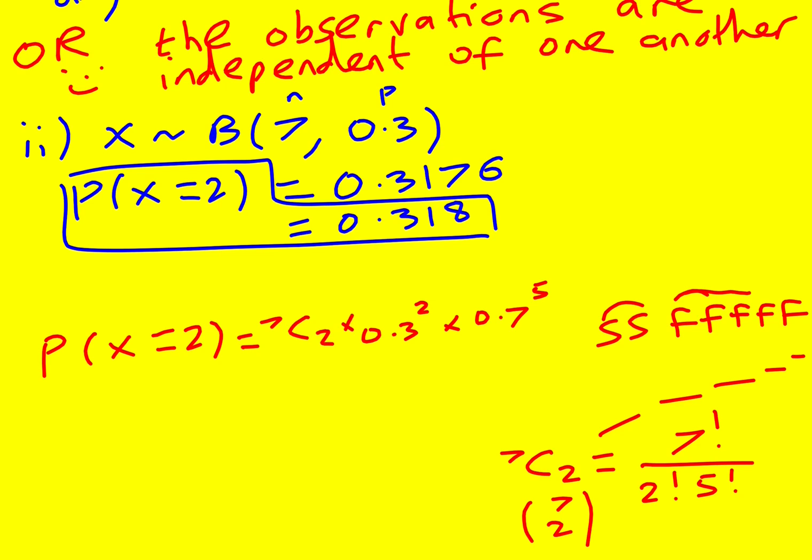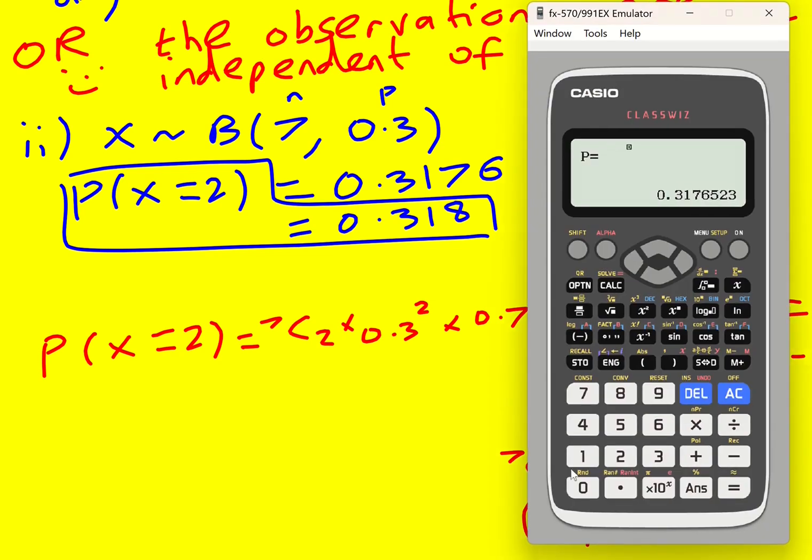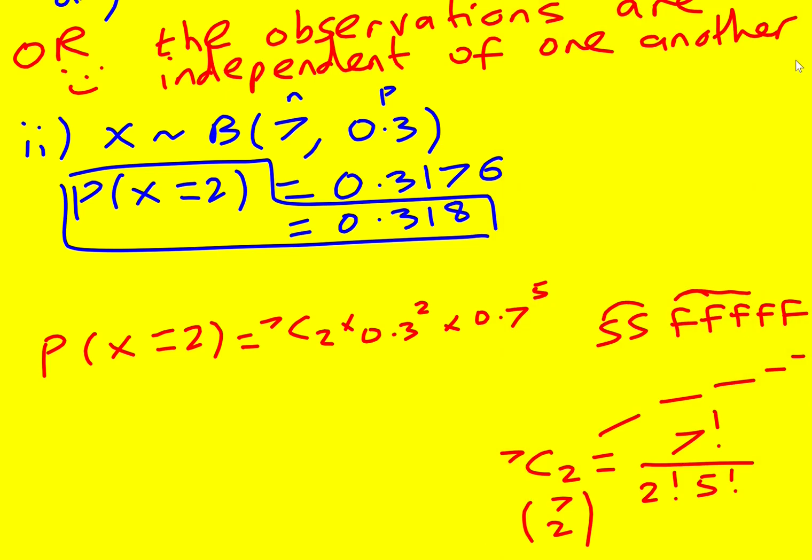Now, I'm not going to do this bit without a calculator. You can do, but I'm already going into quite a lot of depth on this question. So then I would do 7, here's the C button, C2 times 0.3 squared times 0.7 to the 5, which gives us that same answer. So this is explaining why it works.